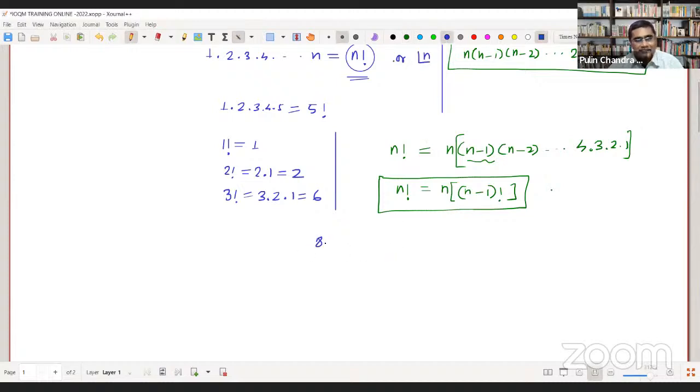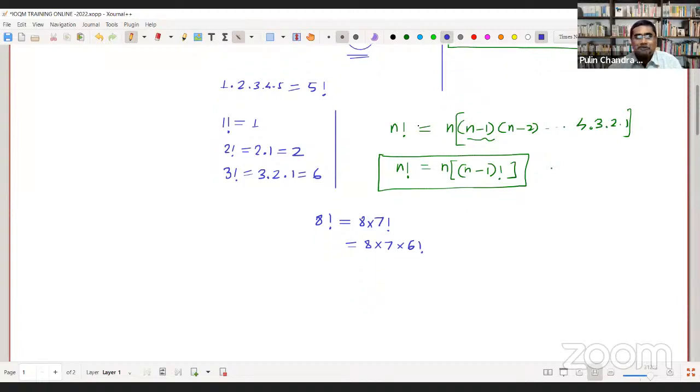So for instance, if I write 8 factorial, then next moment I can write this as 8 times 7 factorial. And then supposing that I want to take 7 also outside, then it will be 6 factorial. So this is a very good step we have to follow whenever we are solving or simplifying some expressions. Quickly, I'll come to those examples.